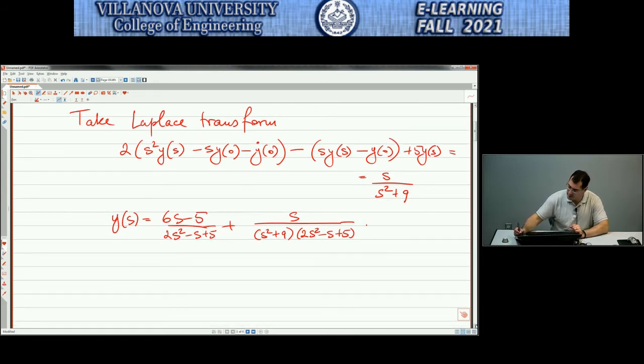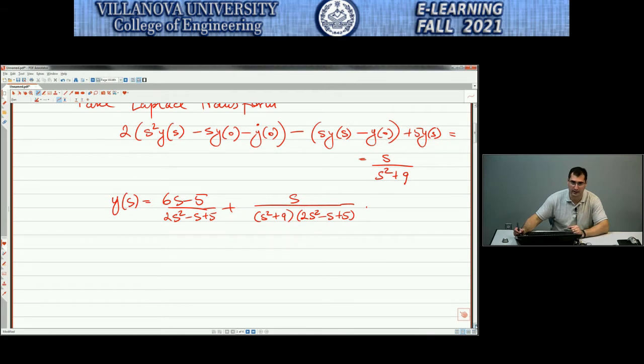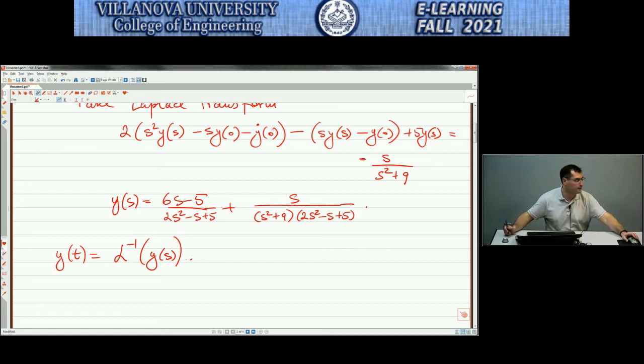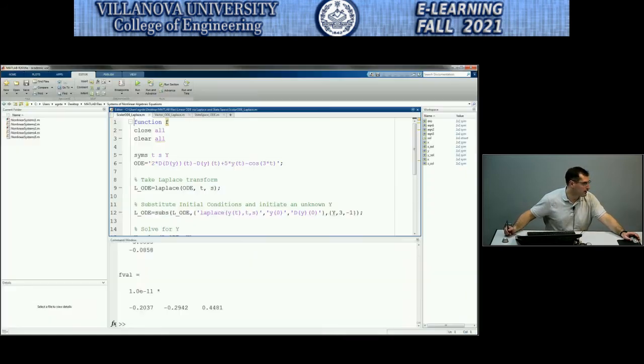Let me stop at this point and let MATLAB handle the rest of it, so that you take advantage of MATLAB rather than doing this manually. So the solution is basically taking the inverse Laplace transform of it. Let me show you how you do this with MATLAB. So, here it is.